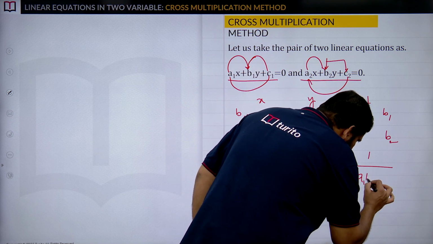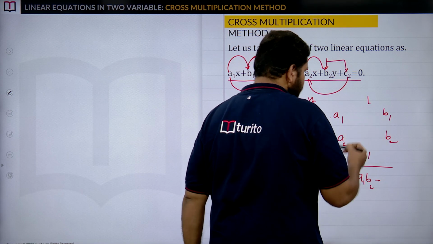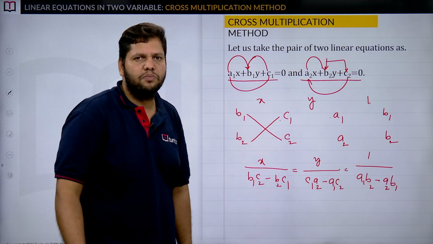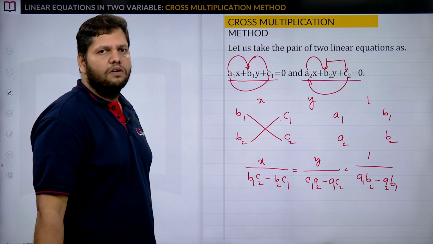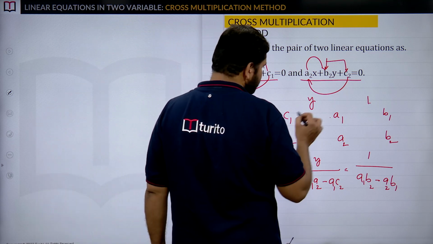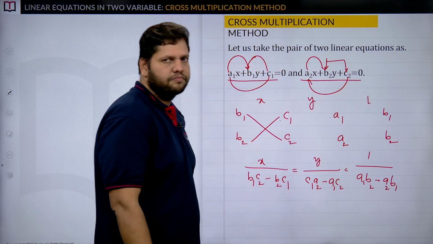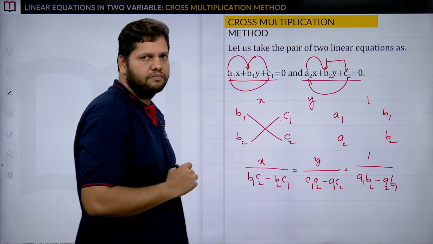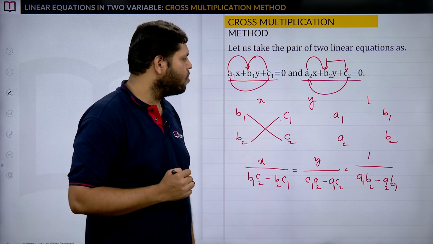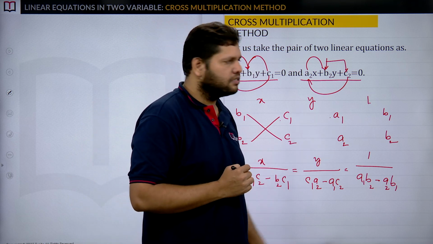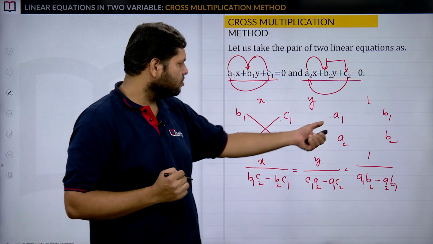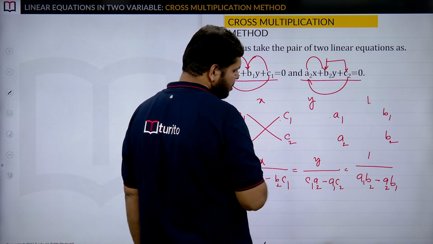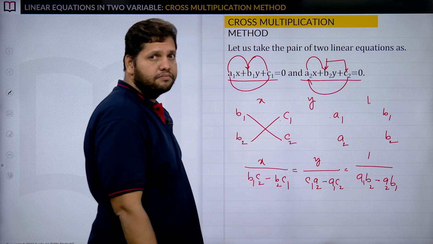So this is the denominator: a1 into b2 minus a2 into b1. Is the cross multiplication clear up to here? First I am writing all the variables: x is a variable, y is a variable, and 1 is a constant term. Then write down the coefficient of y, next the constant, again the coefficient of x, again the coefficient of y, again the constant, and then a2.